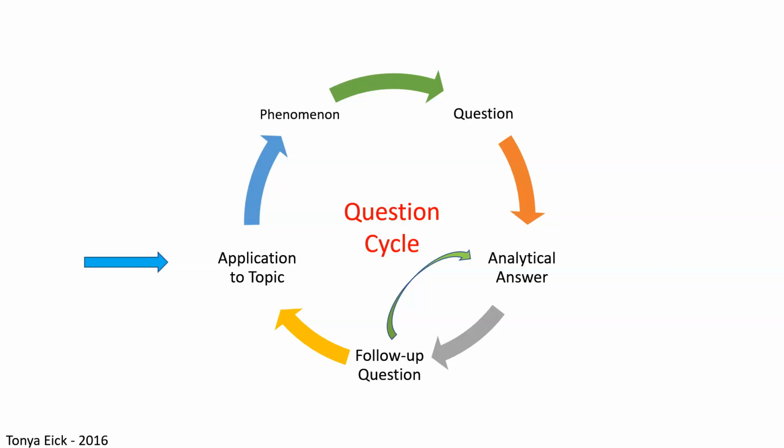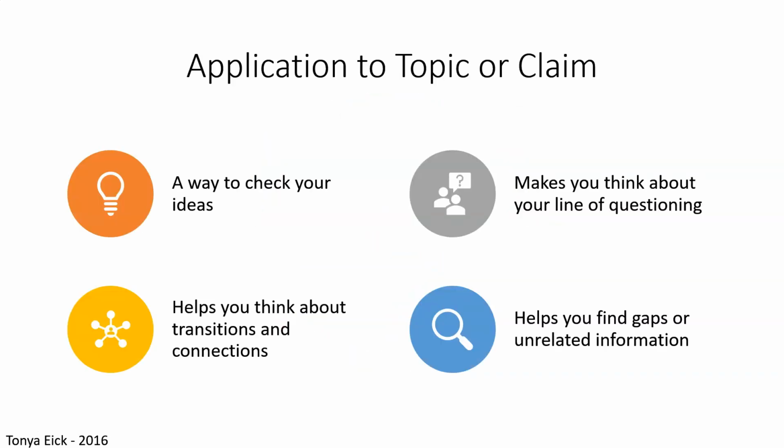Now, last but not least, we want to talk about that application to topic. This is a really important step because it's a way for you to go back and verify the information that you've been questioning and providing answers to. So this application helps you check your own ideas. Have you found out enough information from the reading? Or do you need to go to more sources to figure this out? It makes you think about your line of questioning as well. If you're not able to see a direct connection to answering your original question, that initial question that we asked, if it doesn't connect, if it's not related, especially if this is you writing, you can take that out of your writing.